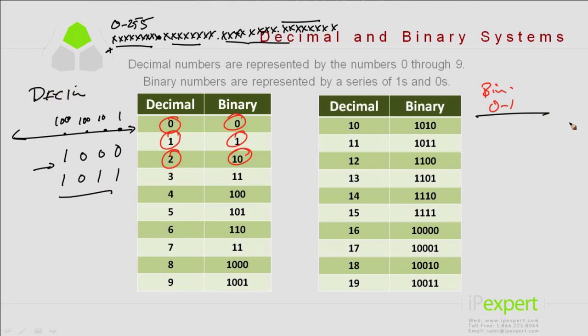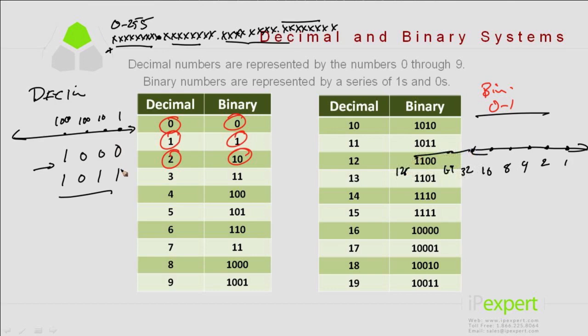In binary, I have a number line, but what I've got is the ones place, the twos place, the fours place, the eights place, the 16s place, the 32s place, the 64s place, all the way out to what would end up being the 128s place. So that's the numbers that I can recognize and I can work with.